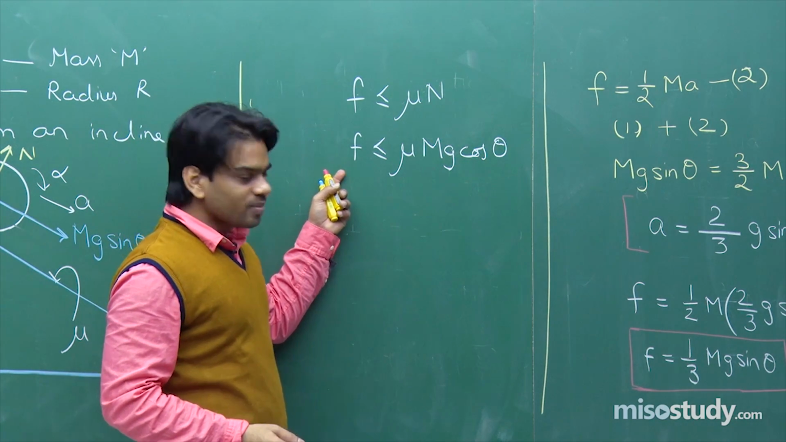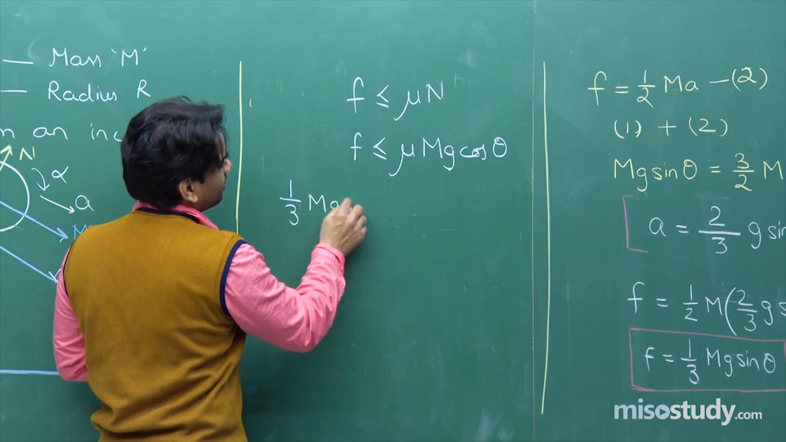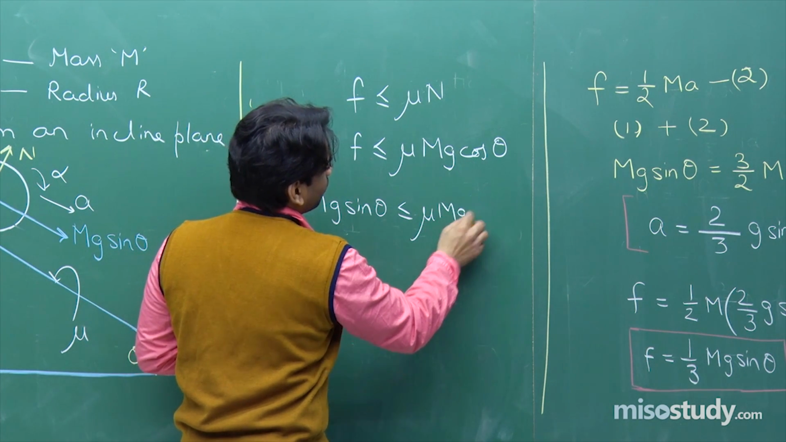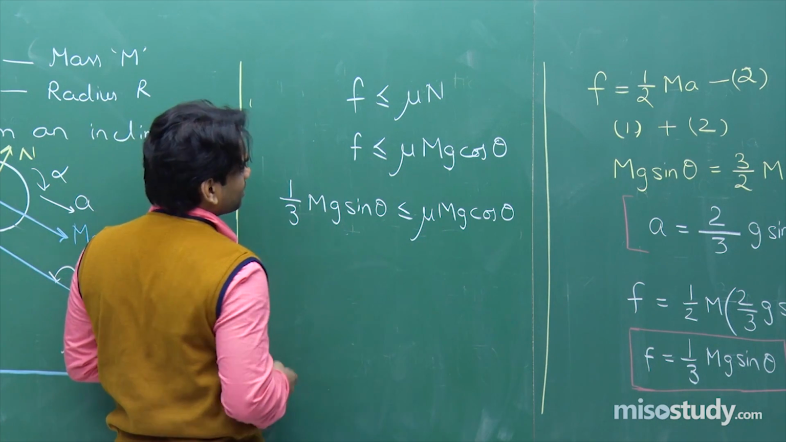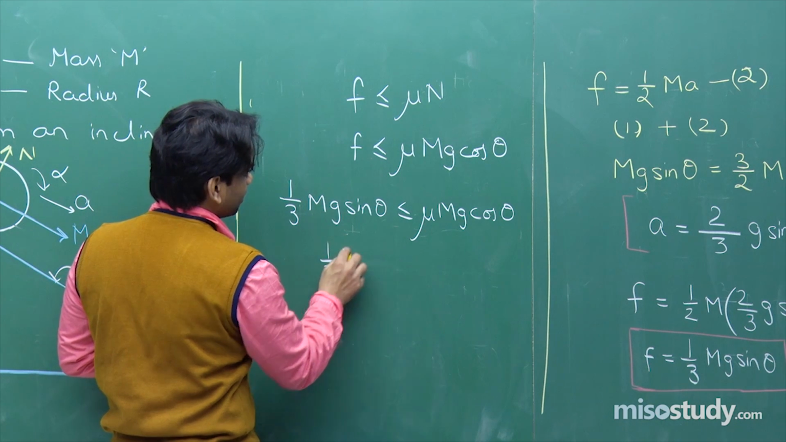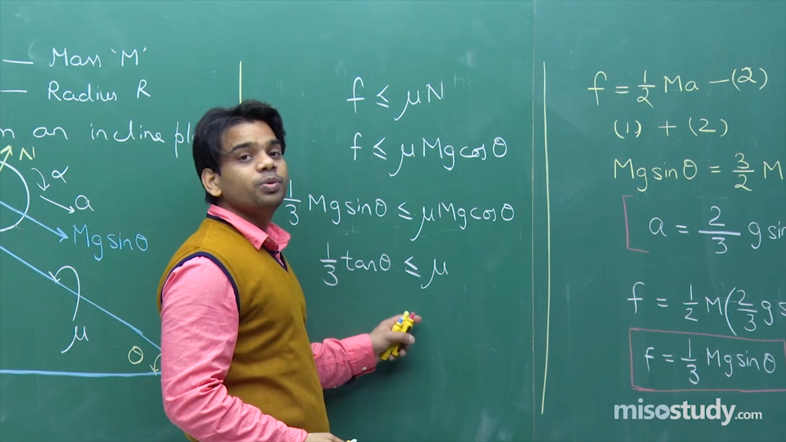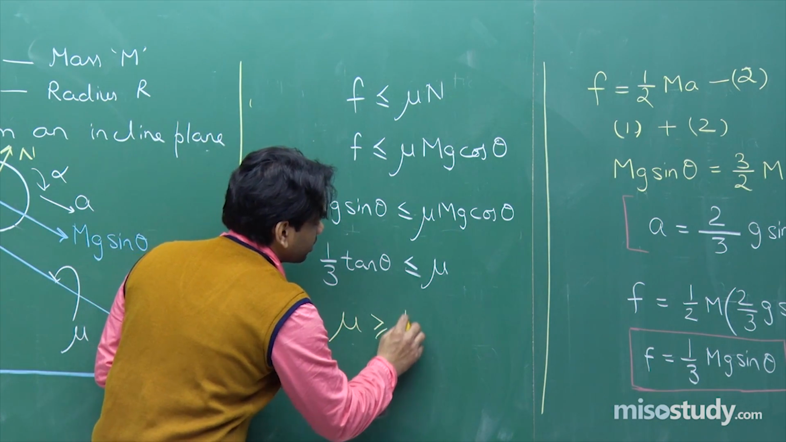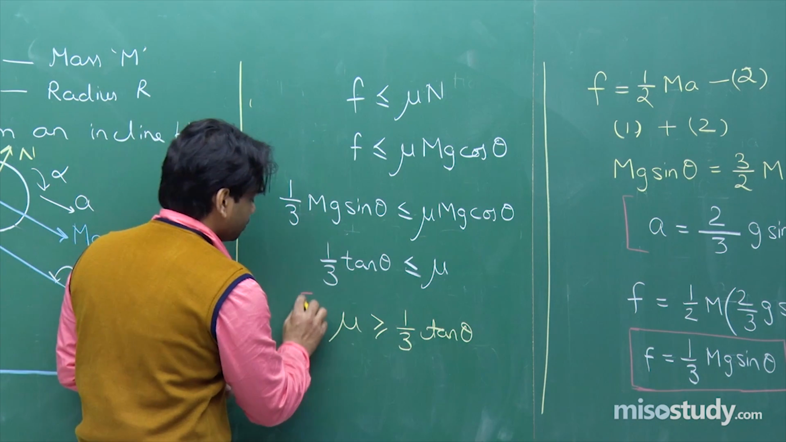Friction value is 1 by 3 mg sin theta. So 1 by 3 mg sin theta is less than or equal to mu mg cos theta. From here you see mg will be cancelled out. Here we can take cos theta across, so mu should be greater than or equal to 1 by 3 tan theta. So mu has to be greater than this value. I am writing this separately again: mu should be greater than 1 by 3 tan theta. This is the minimum value of mu.